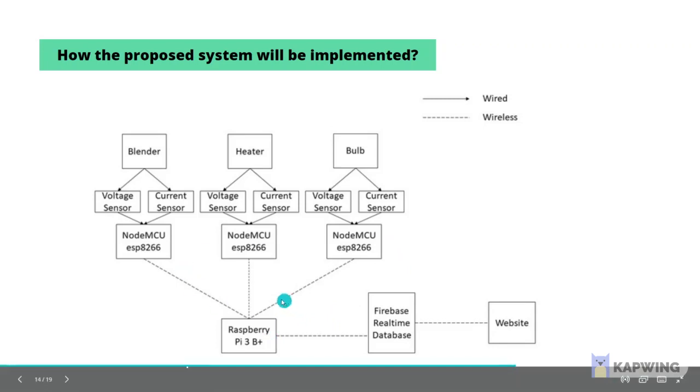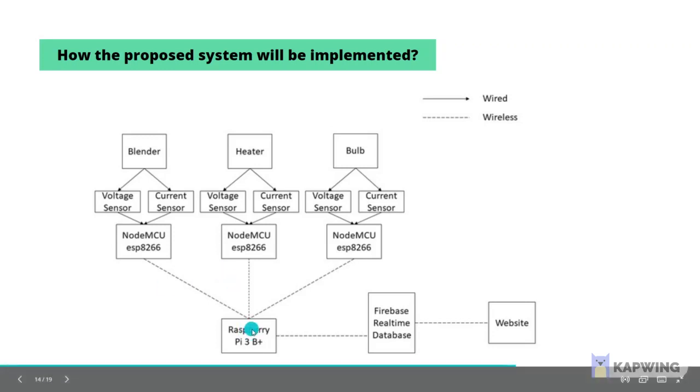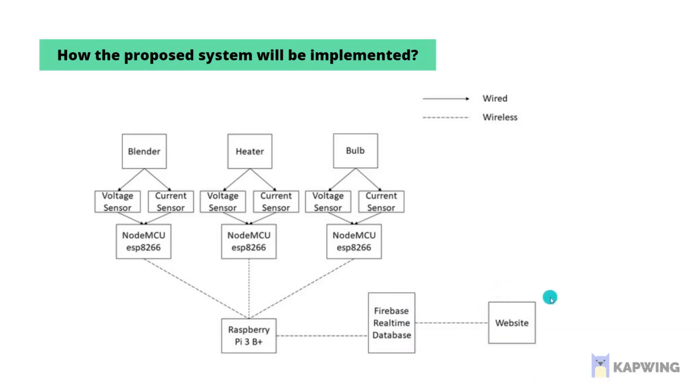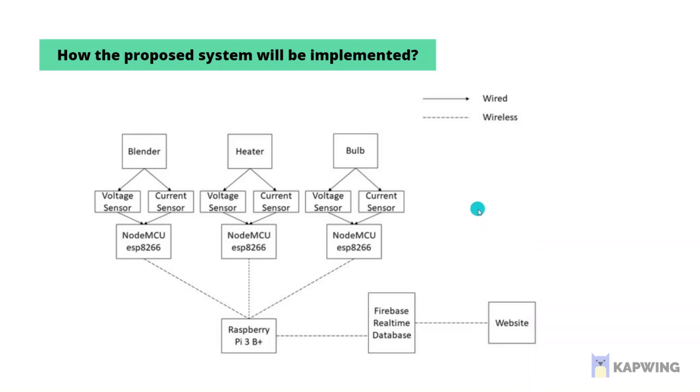To do this, we are going to use the MQTT protocol, which is a machine-to-machine data transfer protocol. Then the Raspberry Pi will get the data wirelessly using MQTT and upload it to the Firebase real-time database. At the end, I will also create a website using PHP, fetch the data from Firebase, and show it on the website using a dashboard. So this is how my proposed system will be implemented.